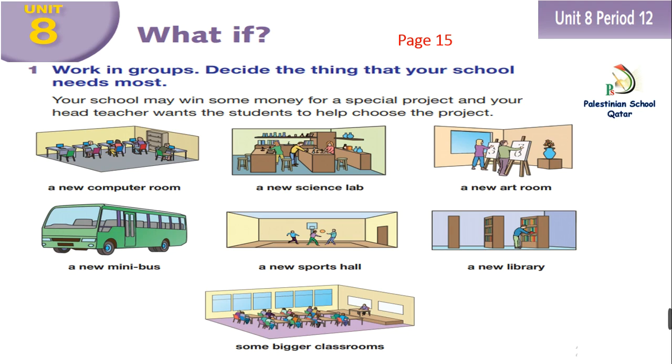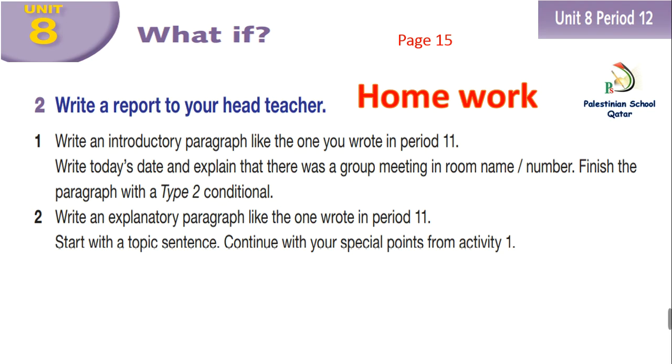Okay, now we come to the end of our lesson, everybody. Write exercise 2, page 15. This is the homework you have to do. Write a report to your head teacher. Number 1, write an introductory paragraph like the one you wrote in period 11. Write today's date and explain that there was a group meeting in a room. Give me any name for the room and any number for the room.